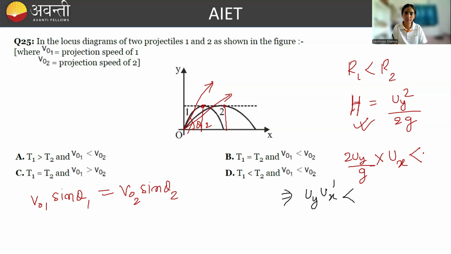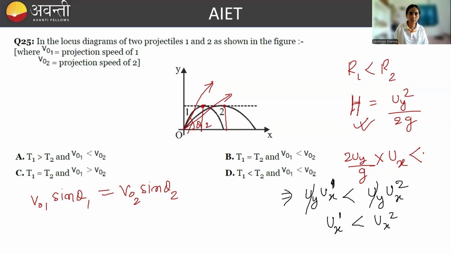Uy is the same for the second, so here you can see ux1 is less than ux2. Okay. And if you compare again, let's look at it more carefully. So let's move with this. Okay, ux1 you can write as V01 cos theta 1 is less than V02 cos theta 2.